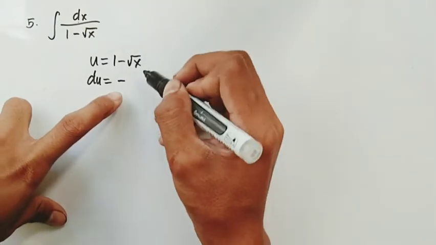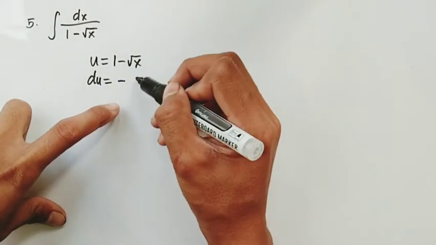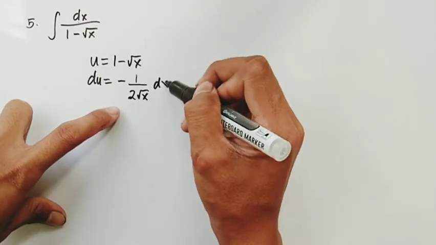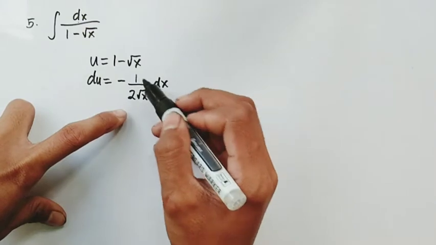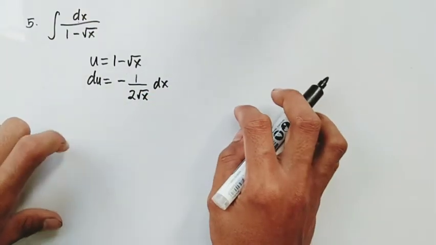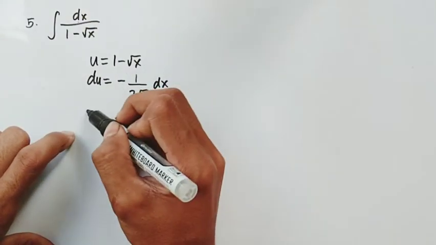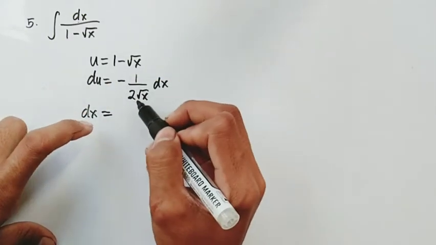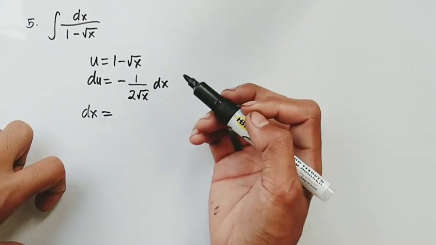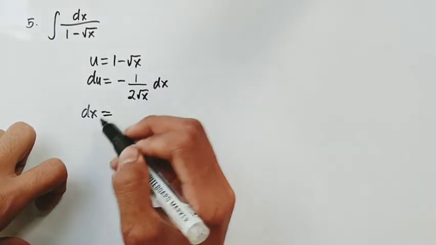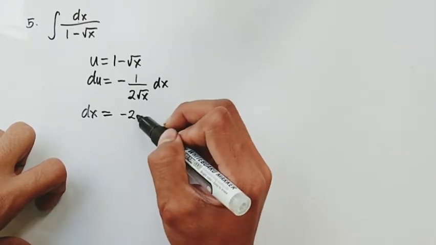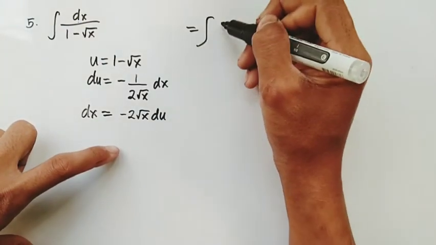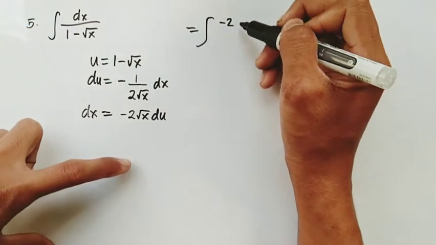Differential nito is, kunin natin yung derivative ng the square root of x. That is 1 over 2 the square root of x. And don't forget the dx. And etong derivative, just use the power rule of differentiation. Dapat gamay natin yan. And solve for dx. Multiply both sides by the reciprocal of this. Tapos, multiply din natin ang negative para maging positive yung dx natin. Magiging negative 2 the square root of x du. Now, substitute. Magiging negative 2. Palitan natin yung dx.